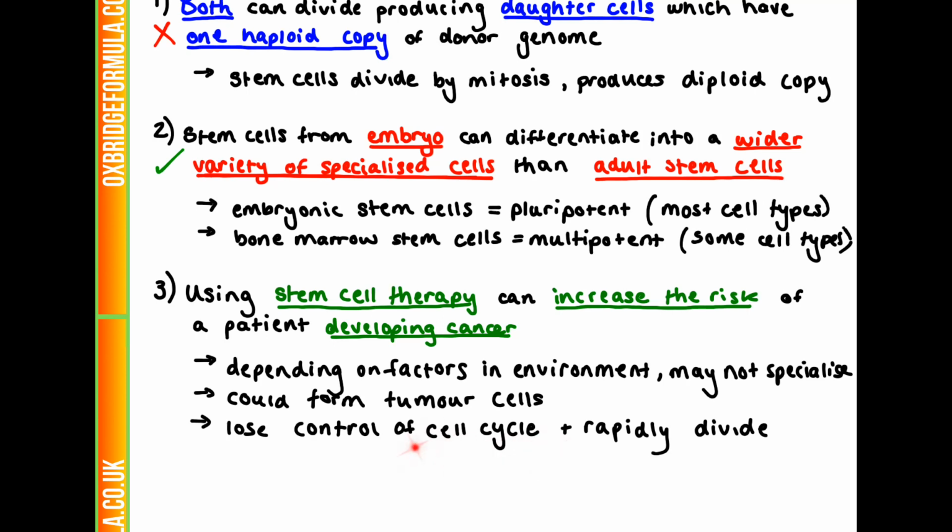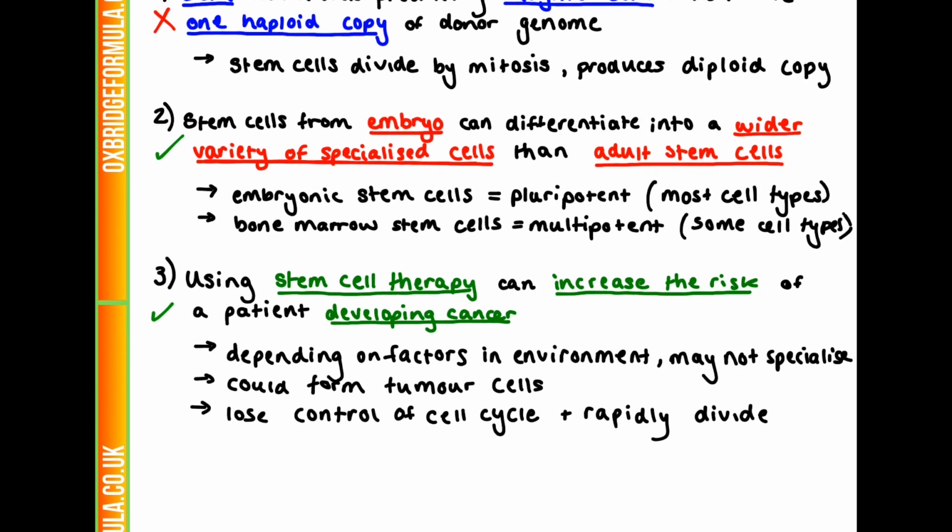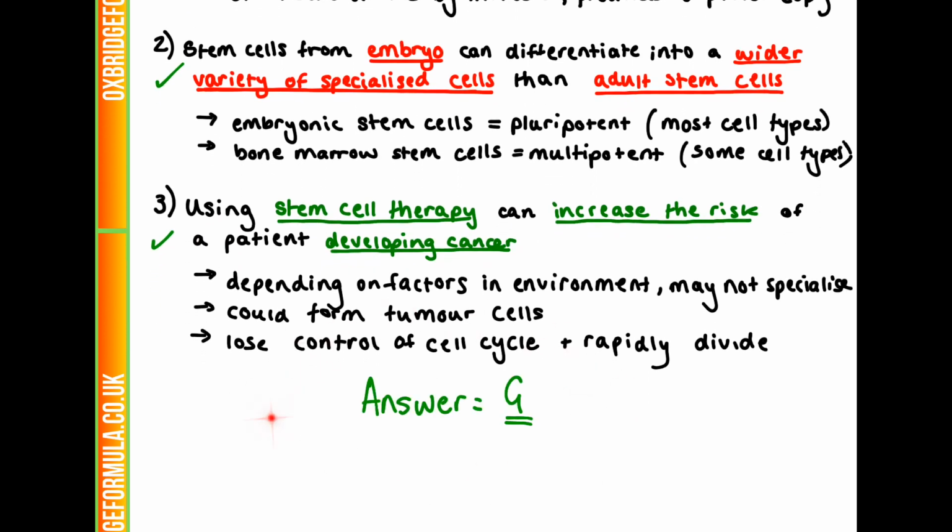So what happens when they form tumour cells? When they lose control of their cell cycle, and so they will rapidly divide, forming these big tumours, and therefore forming cancer. So we know that this one is also correct. So both 2 and 3 are our right answers, so our final answer is G.